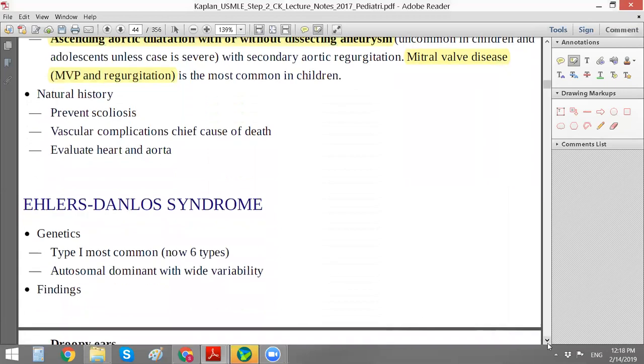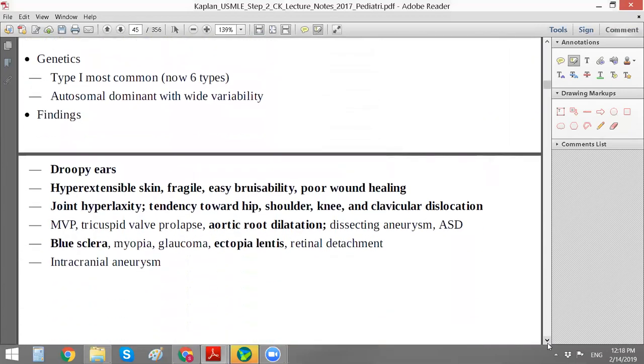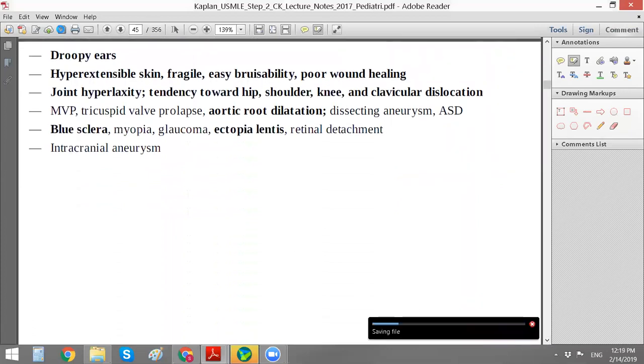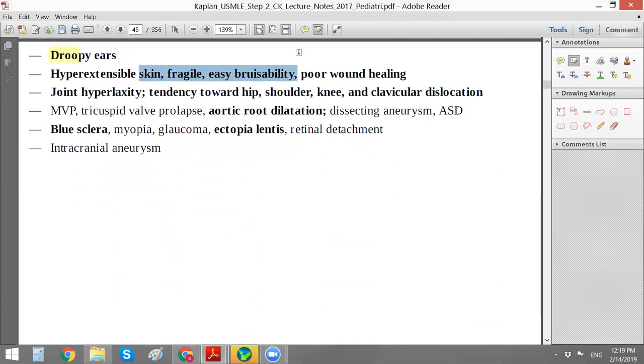Ehlers-Danlos genetics: type 1 is most common, now 6 types. Autosomal dominant with wide variability. Findings are low-set ears, and then hyperextensible skin, fragile, easy bruisability, poor wound healing, joint hyperlaxity, tendency towards hip, shoulder, knee, and clavicular dislocations. We have this dislocation of the girdles, like big joints, and then MVP, tricuspid valve, aortic root dilatation, again like Marfan, dissecting aneurysm, ASD, blue sclera. Blue sclera, myopia, glaucoma, ectopia lentis again, retinal detachment and intracranial aneurysm.